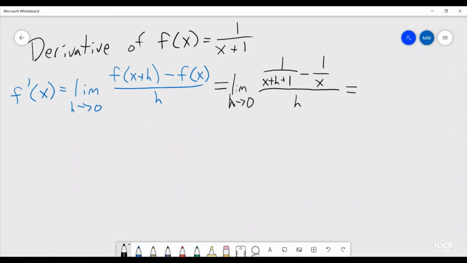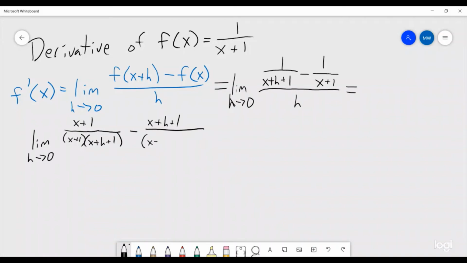Well, let's just combine the two fractions on the top. The way we're going to have to do that is through getting a common denominator. 1 over x plus 1 would be an important piece. But we're going to get a common denominator. So that is going to be the limit as h goes to 0 of x plus 1 over x plus 1 times x plus h plus 1, minus x plus h plus 1 all over x plus 1 times x plus h plus 1, all over h.